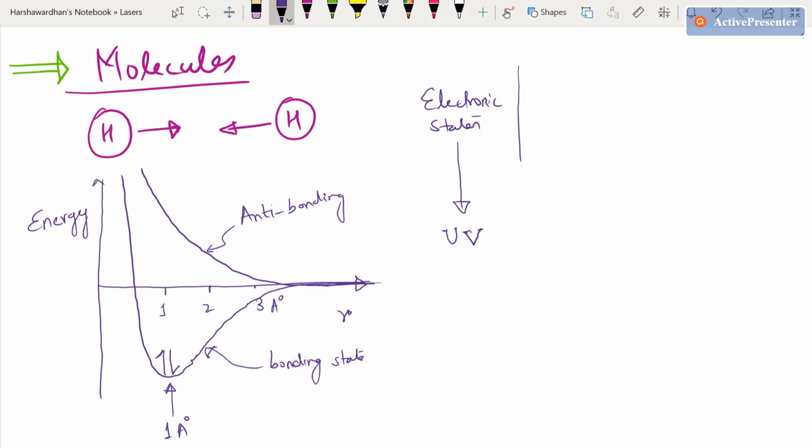So the electronic degree of freedom would correspond to energies in the UV and visible. And then you have the fact that you have put these two atoms together in a molecule.